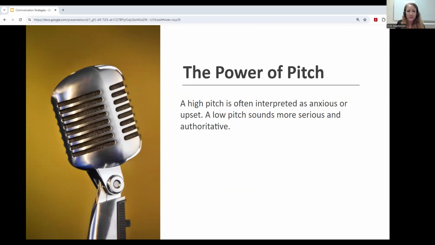So if you naturally speak in a very high pitched or low pitched voice, you may want to work on varying your pitch to encompass all the ranges of your vocal cords. And the easy way to do this is just relaxing your throat when you're speaking, but pay attention to your own body language so you don't damage any of your vocal cords.